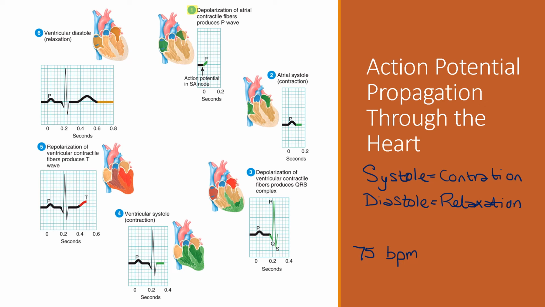Now, as the atrial contractile fibers depolarize, this is where we start to get that P wave forming in the ECG. This is where we get that action potential in the SA node, and this is where depolarization of those atrial contractile fibers starts, and it produces the P wave. Now, as the P wave begins, this is when the atria contract. We get atrial systole. So it's always going to be depolarization followed by contraction. These don't occur at the exact same time.